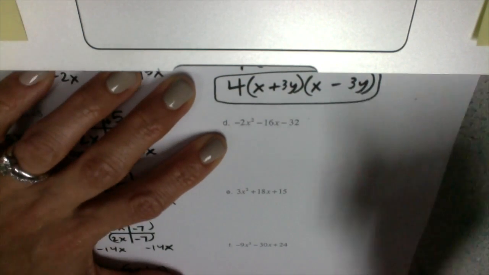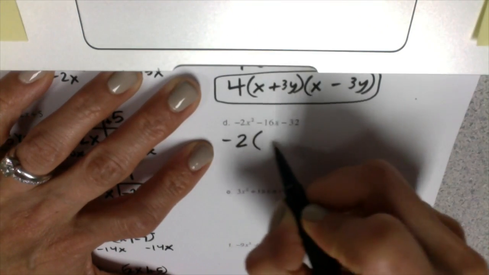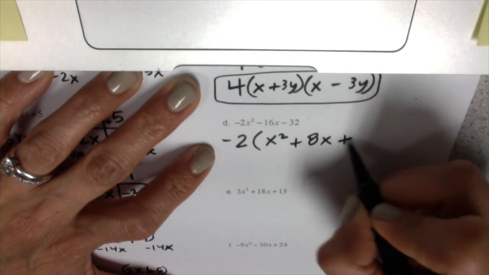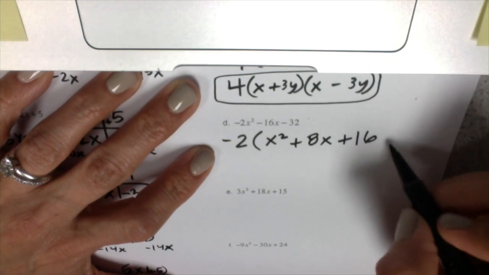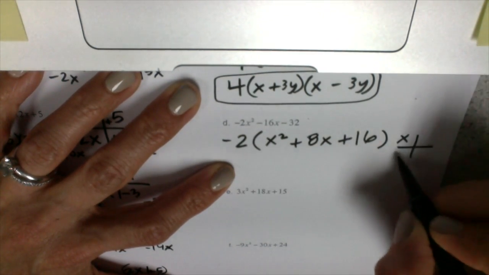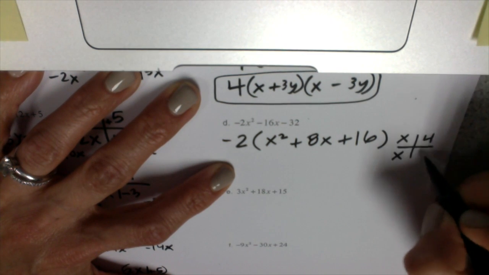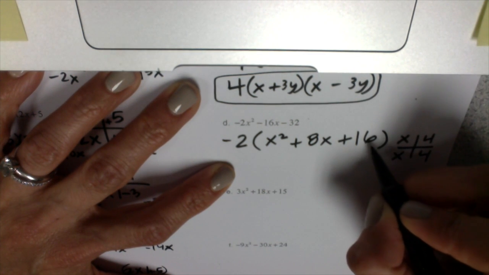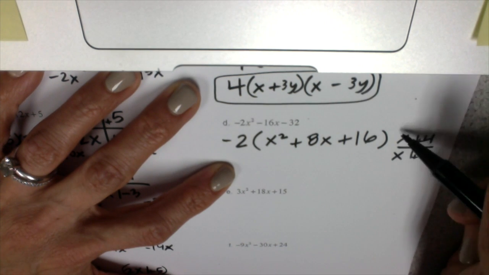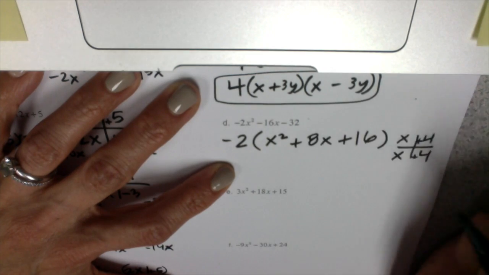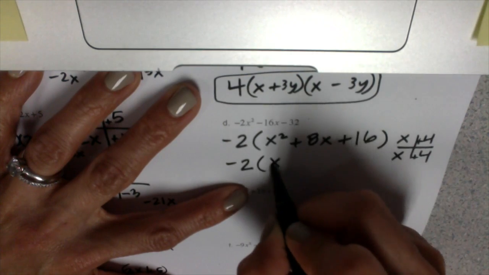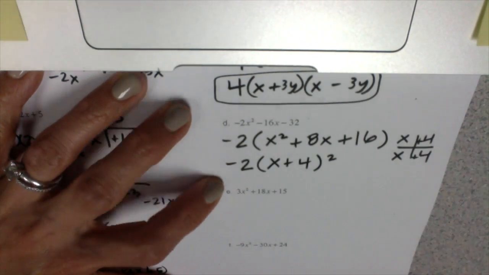Okay, on part D, you're going to factor out negative 2. You're left with x squared plus 8x plus 16. And this factors using the t-chart, x, x. And then we go 4 and 4. Those multiply to the 16. And they're both positive because 4x and 4x combines to 8x. So drop down the negative 2 and then write the factored form, which is x plus 4 quantity squared.